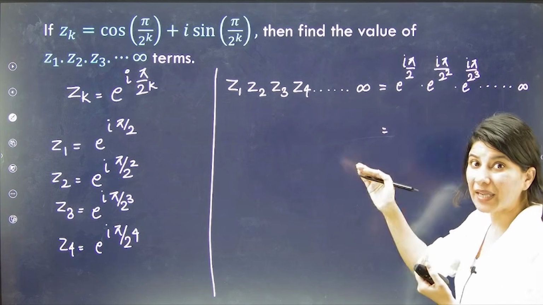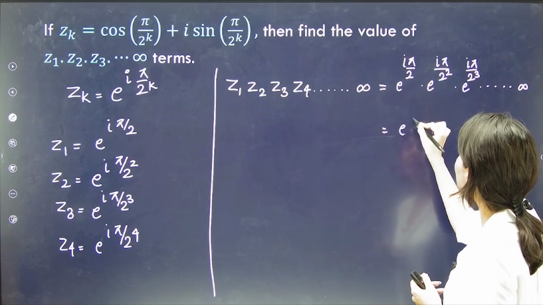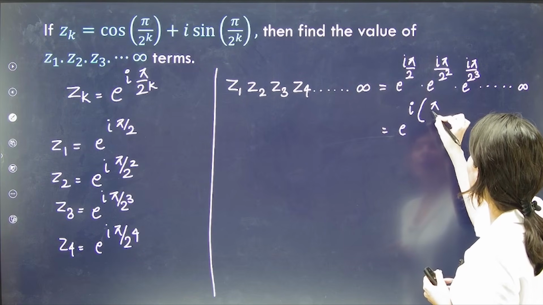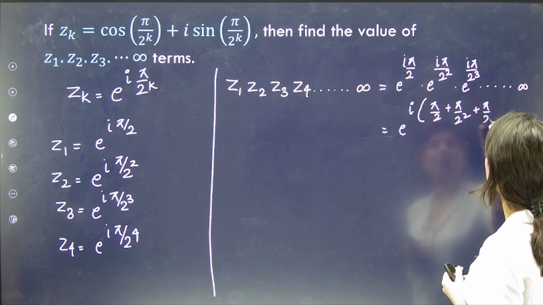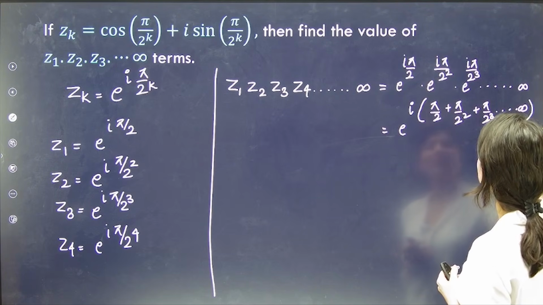Now, bases are same. We can add the powers. E raised to power iota can be taken common. Pi by 2 plus pi by 2 square plus pi by 2 cube. Basically an infinite GP is getting created.